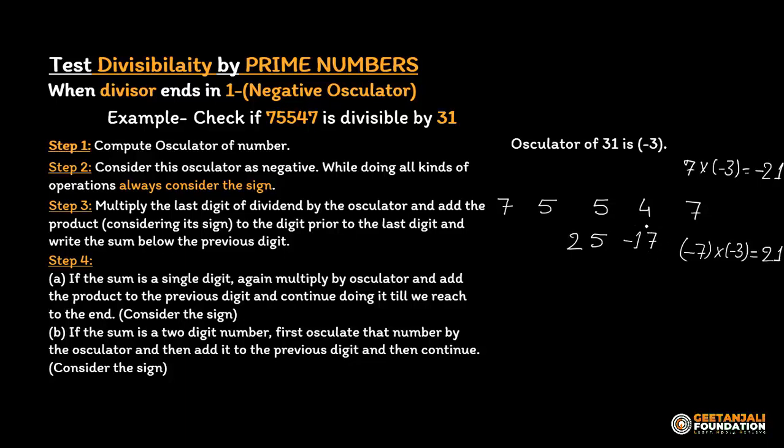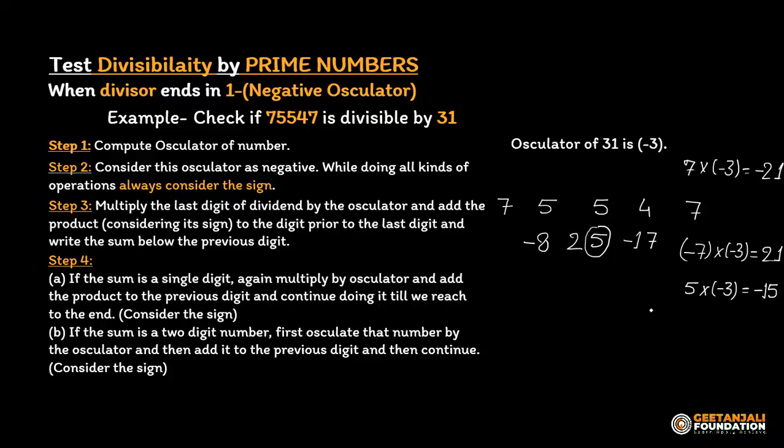Be careful about the signs here. Please repeat the video if you didn't get the concept. Now here the number is again a 2-digit number. So we will again oscillate this. Now this 5 will be multiplied with -3. 5 multiplied with -3 is -15. So -15 plus 2 is -13, plus 5 is -8.